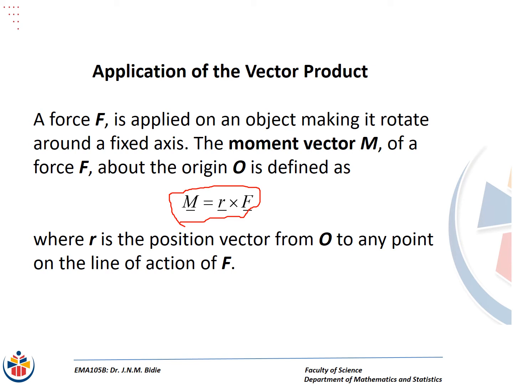So it has to be the initial point. We're looking for the moment about the initial point. As you can see here, it is always about the origin. And the position vector is applied from the origin to any point on the line of action of F. So we need to always make sure that the moment is calculated from the initial point of action of the force. It's R cross F.